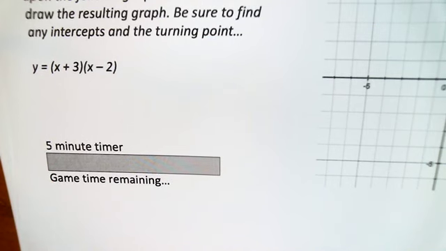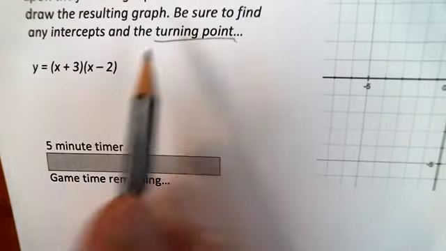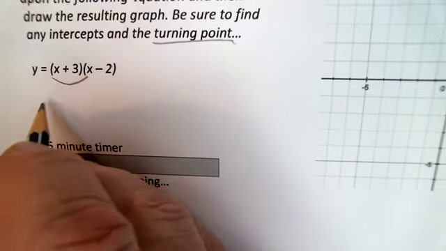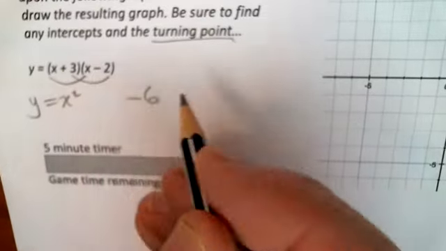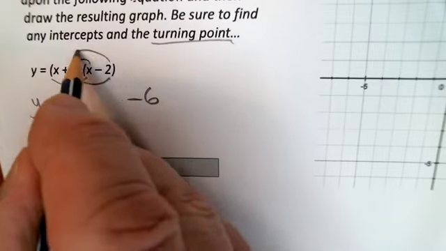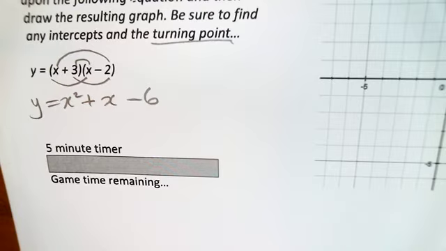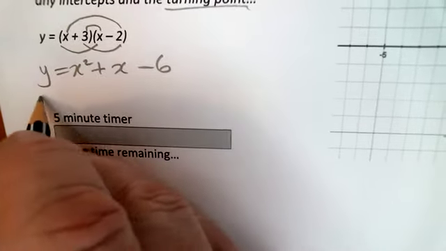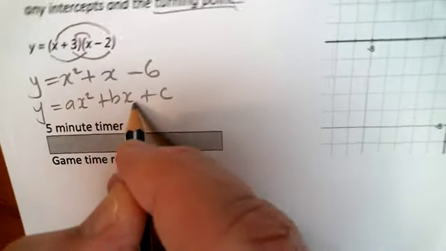All right, in the last video, I made a quick comment about finding the turning point of an equation. In this case, it's a quadratic, and if we expand this out, we get x times x is x squared, 3 times negative 2 is negative 6, and 3x and minus 2x is just plus x. So there's the equation. And if we look at this from the perspective of the general equation of a quadratic, it's y is equal to ax squared plus bx plus c.